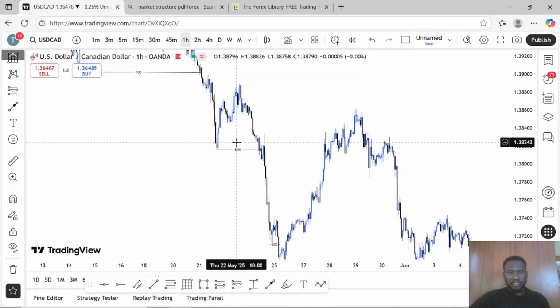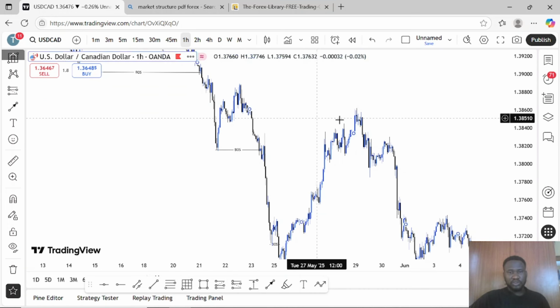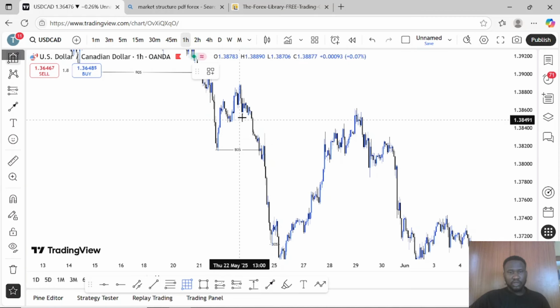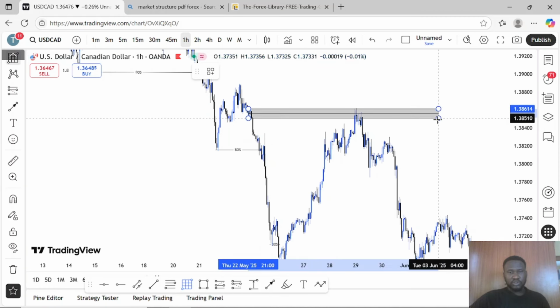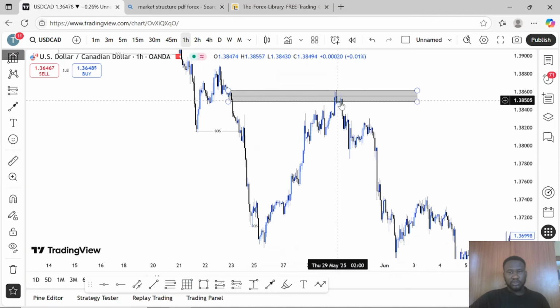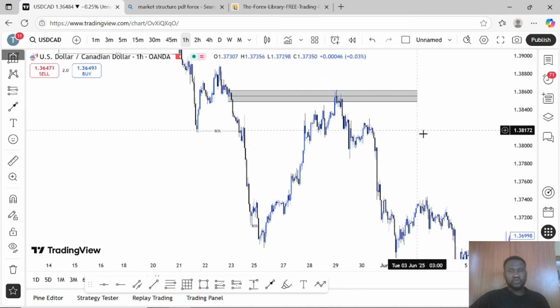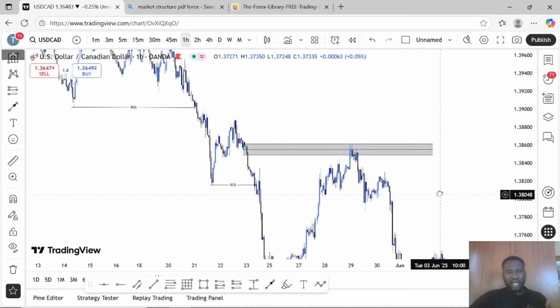So you look at this area here. Where is the order block that causes this break of structure? This is the order block that causes this break of structure. This is the other block here that causes this break of structure. So you need to identify those kind of movements.